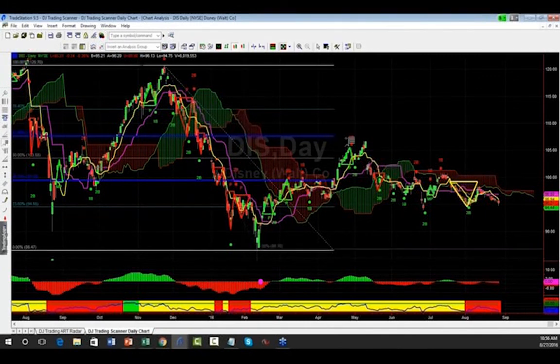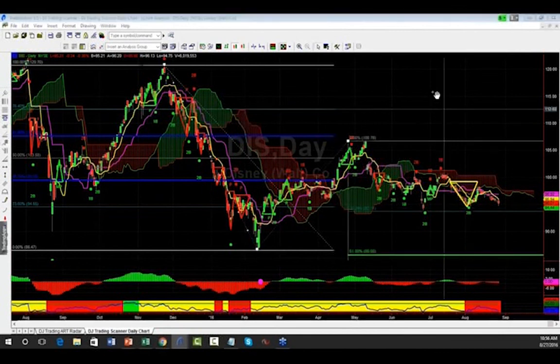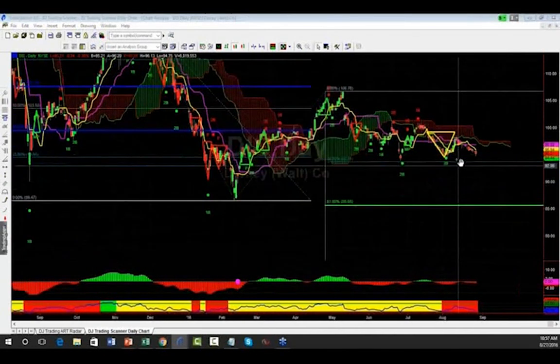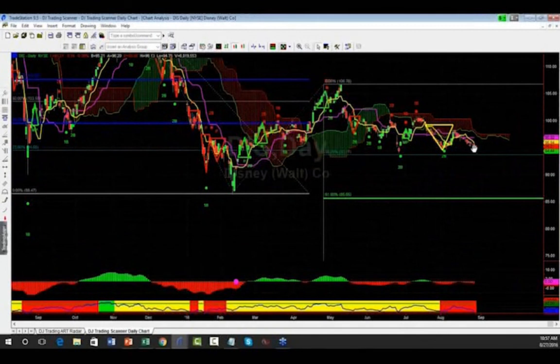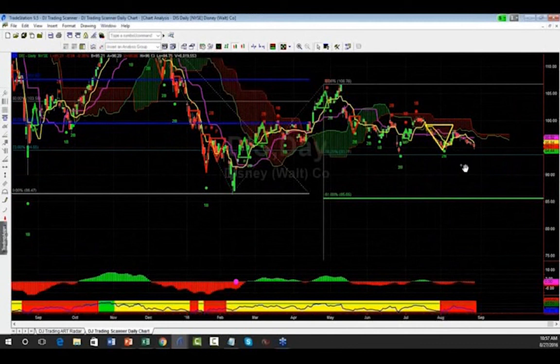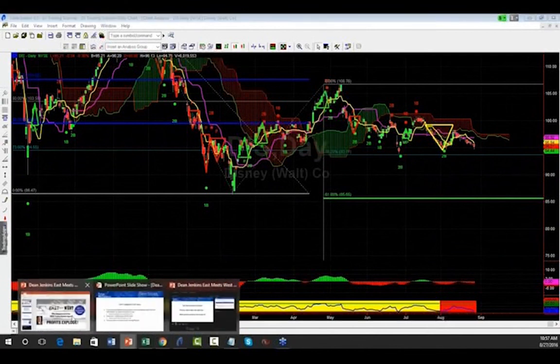Where's wave 5 going to? Let's project it with the extension tool. Wow, wave 5 target zone's way down here on Disney, below 85 bucks. It's currently at 95. We're below the cloud. Everything's a go here. So there's a nice short trade on Disney, and expensive stocks would be a good one to catch with a put option. So that's how we can scan.